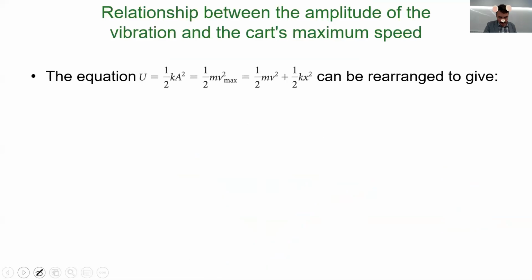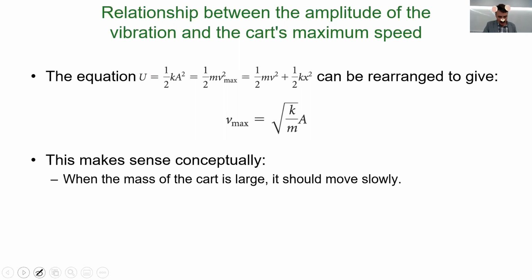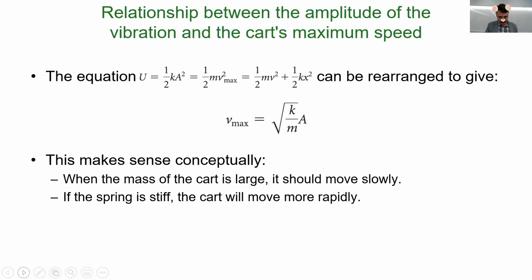You can also rearrange this to find another equation for Vmax. Vmax is the square root of k over m times a. And this makes sense conceptually because if the mass of the cart is large, then it moves more slowly, given the same spring constant. But if the spring is more stiff, then it moves more rapidly.